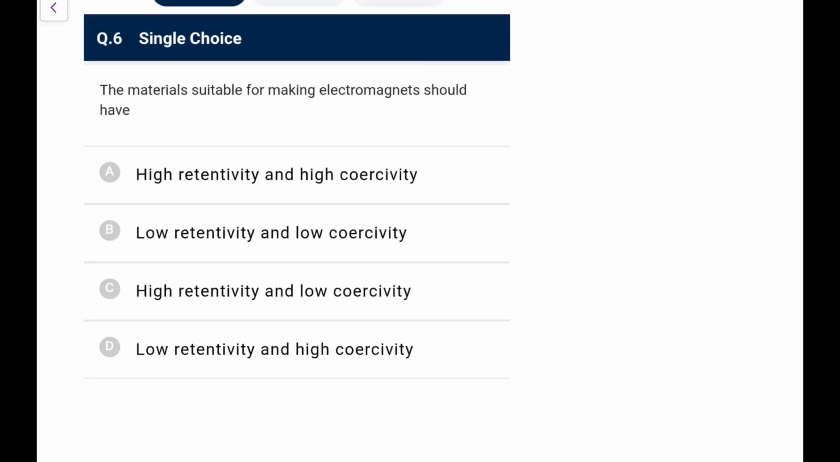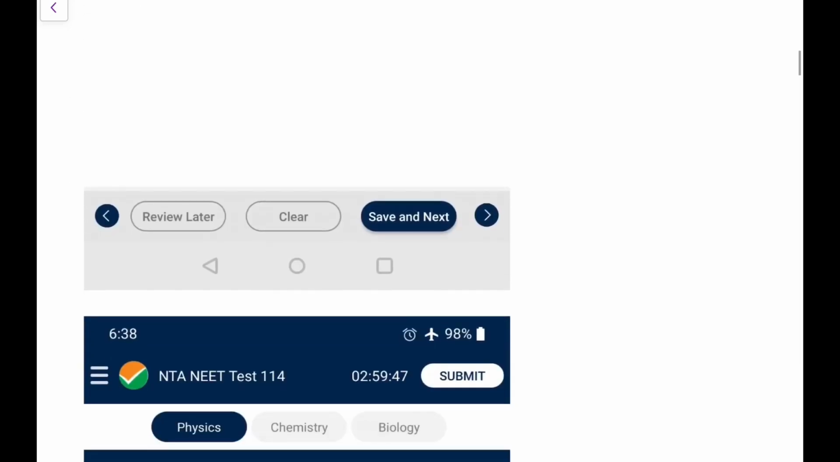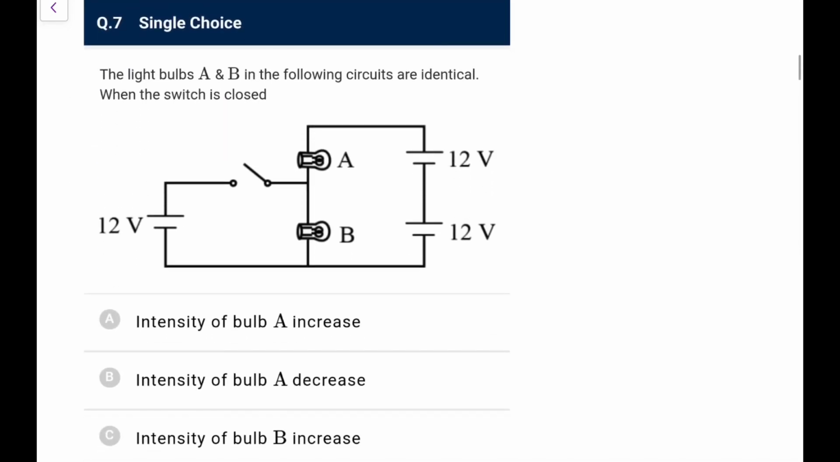Question 6. The material suitable for making an electromagnet should have... Now this question always gives a headache because some books give one answer, some books give another. I'll go with this because your NCERT says an electromagnet should have low retentivity, low coercivity. I'll go with option B, not C, though in many places you will find it as C, and NTA has also given it as C.